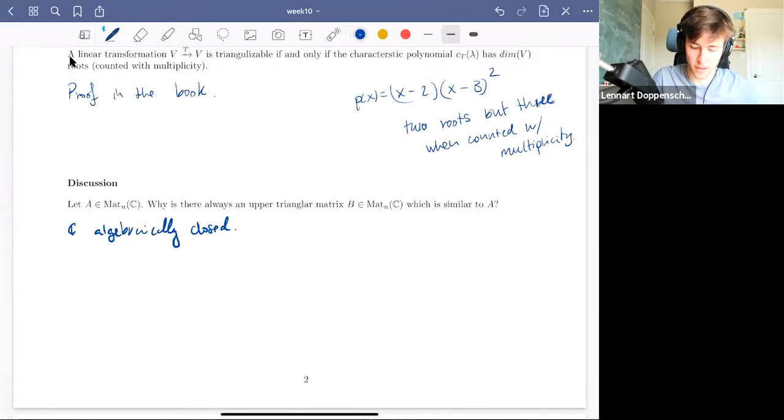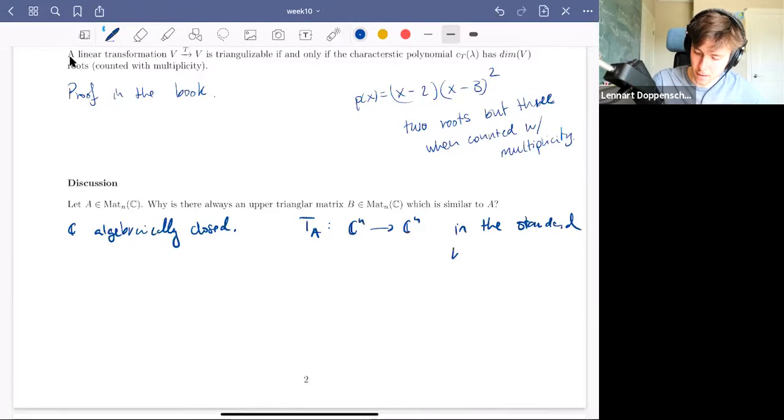First of all, A. So when we talk about T_A as a map from C^n to C^n, it depends on the basis. So this transformation depends on which basis we use. Here it is in the standard basis. So we can just say in the standard basis e_1 to e_n.